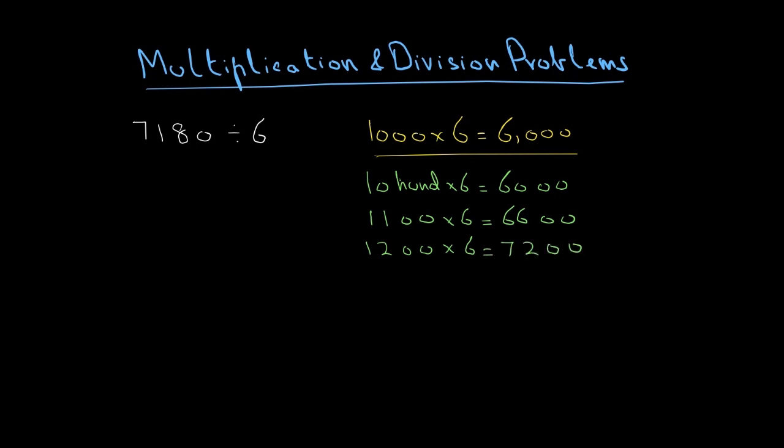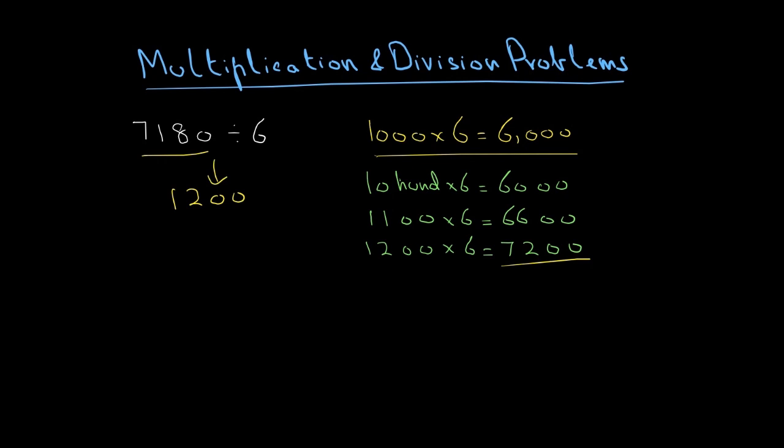And please note that 72 hundreds is very close to 7,180. So a reasonable estimate for my calculation would be that this is approximately equal to 12 hundreds, and that's my conjecture for this computation. Now we can do this computation exactly too.